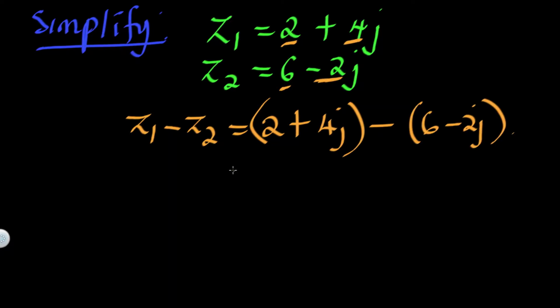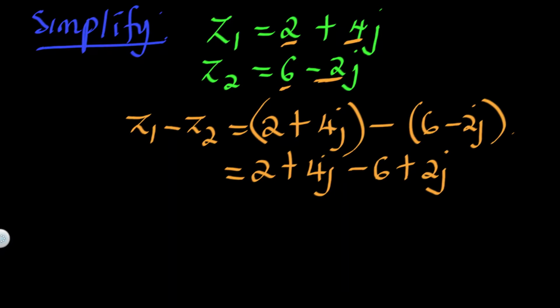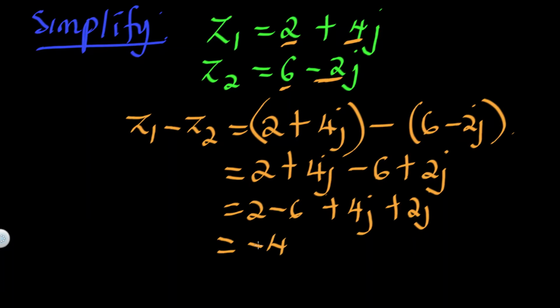I open up my bracket. This is 2 plus 4j. And the minus here is multiplying everything in the bracket, which means we get minus 6 plus 2j. From here, we combine the like terms. So we have 2 minus 6, which is the real part, plus 4j plus 2j. Our answer is 2 minus 6, we get minus 4. Then 4j plus 2j, we get 6j.